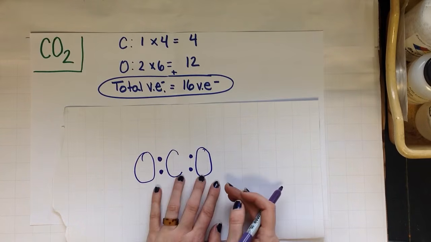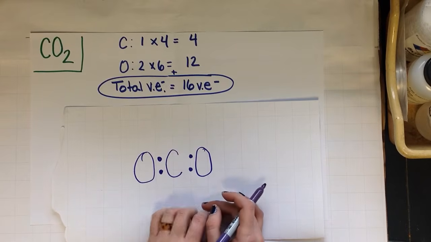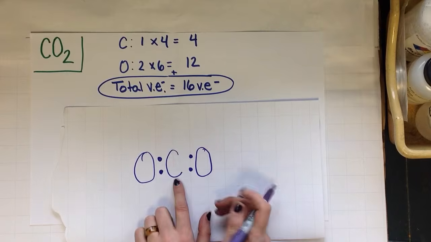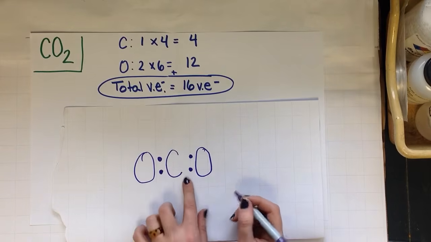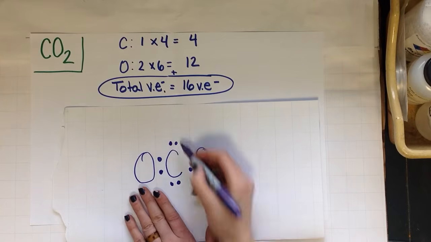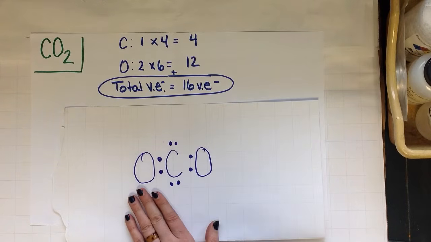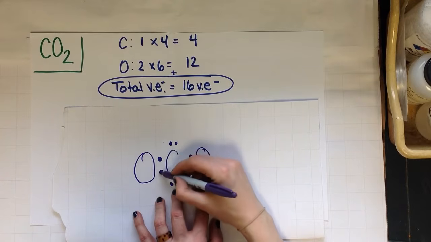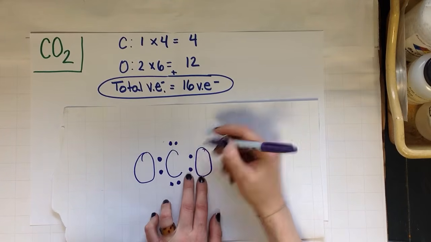Nobody is an exception, so everybody wants 8 valence electrons, and I have to use up to 16. No more, no less, exactly 16. So I've got 1, 2, 3, 4, 5, 6, 7, 8. Now carbon has 8, okay? Now I want to go ahead and make the oxygens happy. 1, 2, 3, 4, 5, 6, 7, 8.